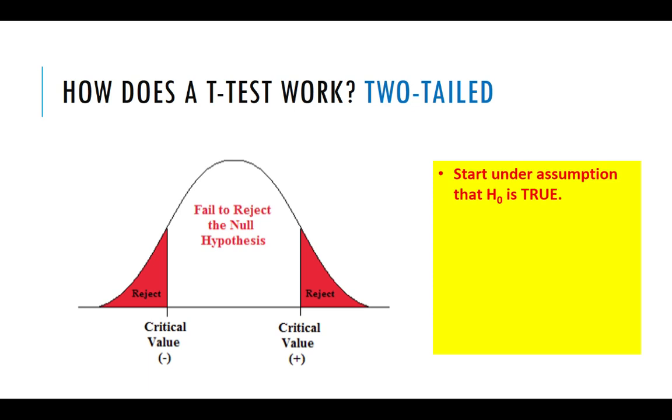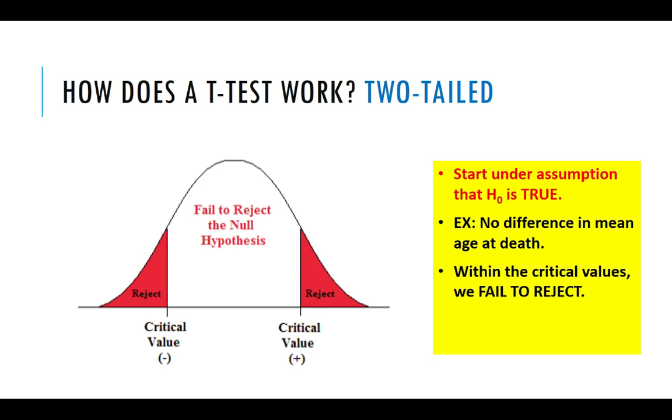So let's start under the assumption that our null hypothesis is true. Now, you've heard me say that before in the previous lecture. Let's start under the assumption that the null hypothesis is true. That's always our starting point. Now, what would it mean for our null hypothesis to be true? Well, if we were thinking about our example with the smokers and the non-smokers, we'd be saying there's no difference in the mean age at death. Smokers had the same mean age at death as did non-smokers.